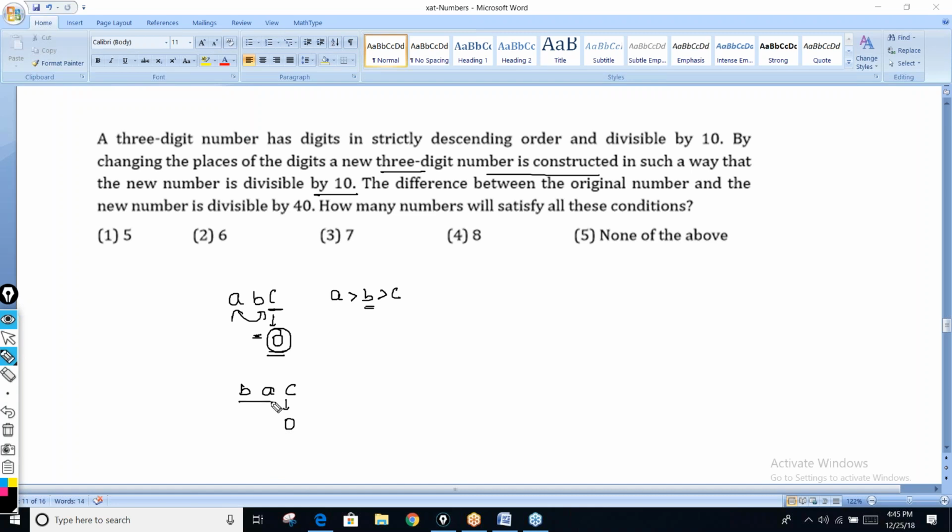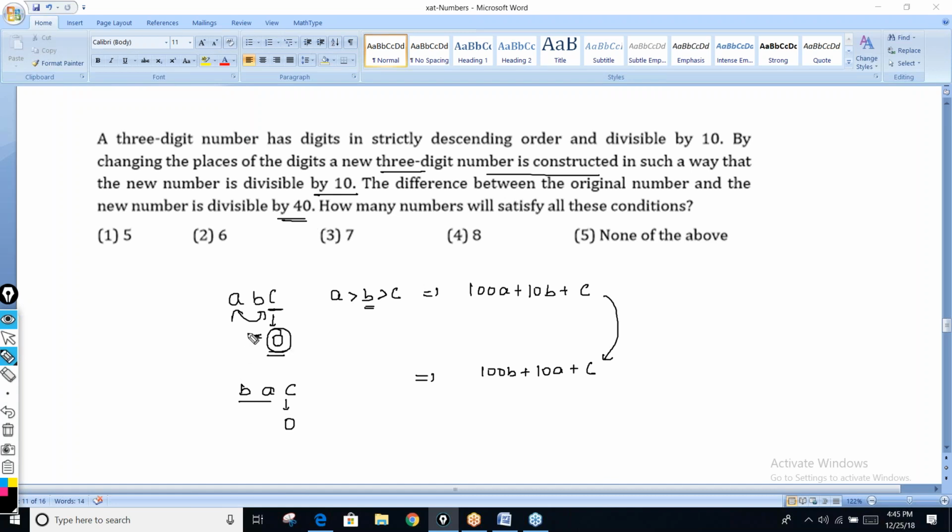After changing the digits of these two places, the number is still a multiple of 10. The difference between the original number and the new number is divisible by 40. Now, what is the original number? The original number is 100A plus 10B plus C. And what is the new number? The new number is 100B plus 10A plus C. The difference between the original number and the new number is a multiple of 40.